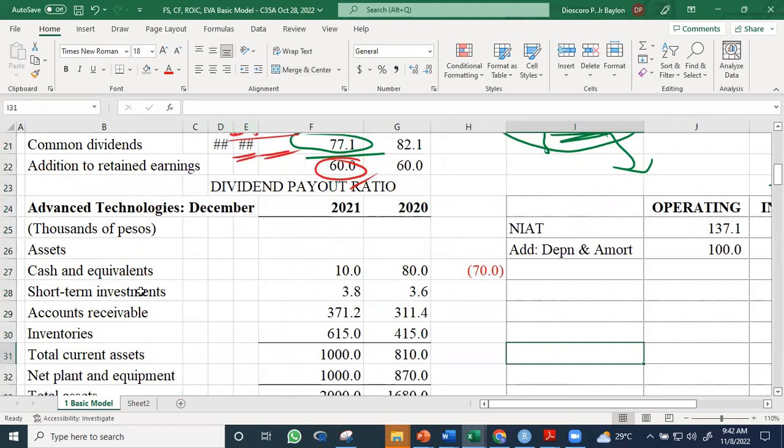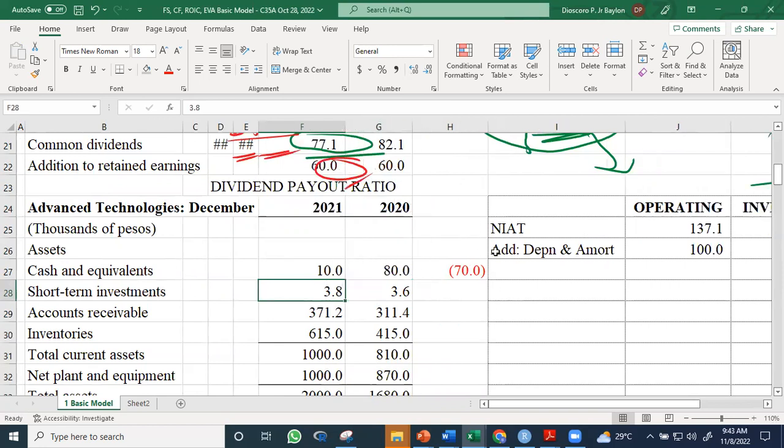All right. First, we have short-term investments. Now, what happened to short-term investments? Did it increase or decrease? Kindly chat, please, class. Just write I or D. I for increase, D for decrease. Okay, correct. Thank you. Short-term investments increased from 3.6 to 3.8.